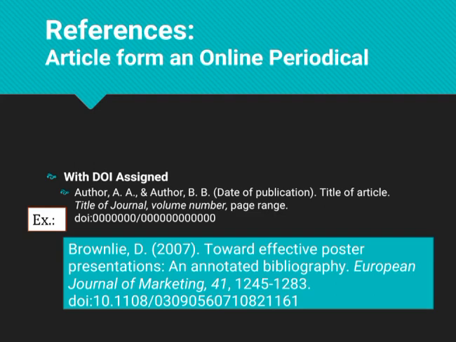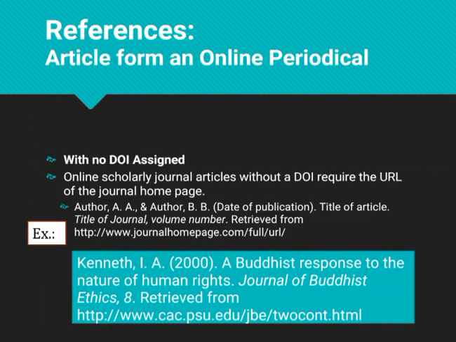This is basically the title of the research paper. The European Journal of Marketing is the name of the journal. 41 is the volume. 1245 to 1283 is the page range, the pages on which this research article is present, and then the DOI is also written when you are collecting data from online periodicals.